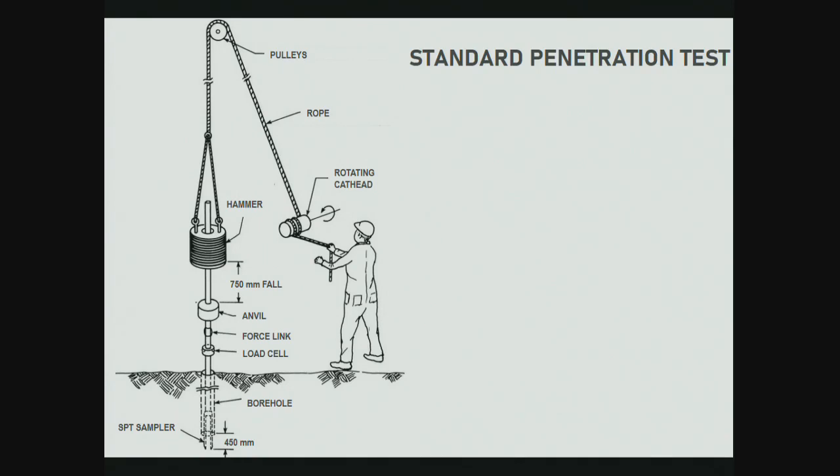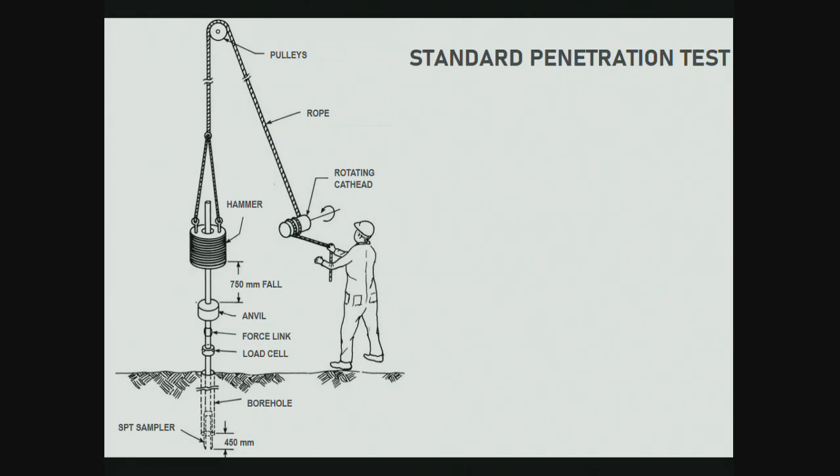So on the sampler, you push the sampler into the ground and you give these blows on top of the head of the sampler. In each blow you are giving the same potential energy because the mass is fixed and it falls from the same height, so mgh is the same. The sampler needs to be pushed 450 millimeters into the ground. Out of those 450, the number of blows required to push the last 300 millimeters is reported as the SPT number, the raw SPT.